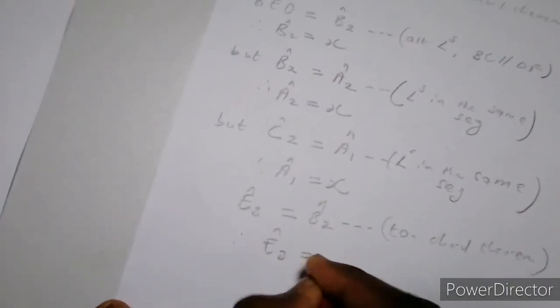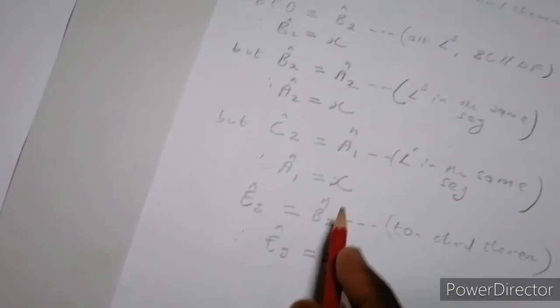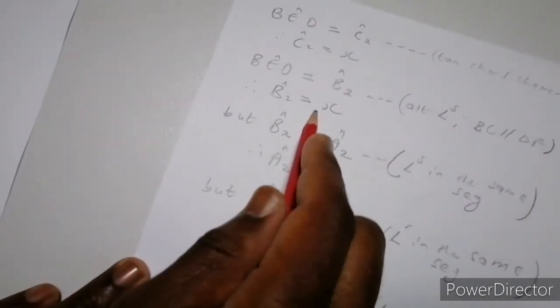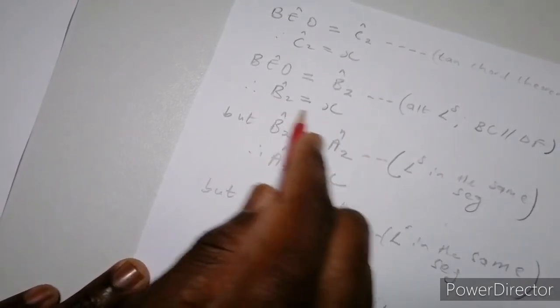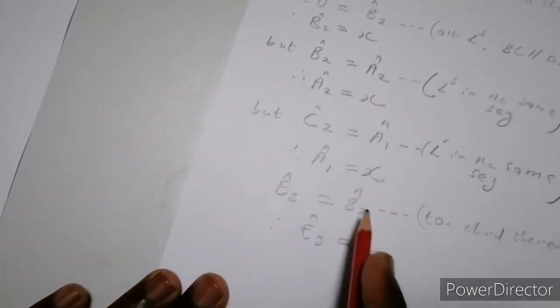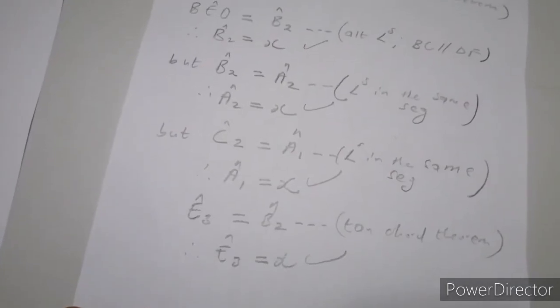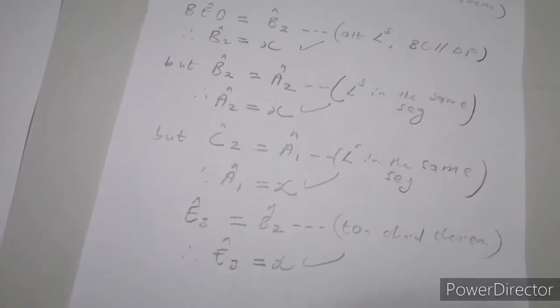Therefore, angle E3 is also equal to X because we mentioned that B2 is equal to X. Then we can replace B2 by X. Now, let's count those angles. 1, 2, 3, 4, 5. Then we are done with this.